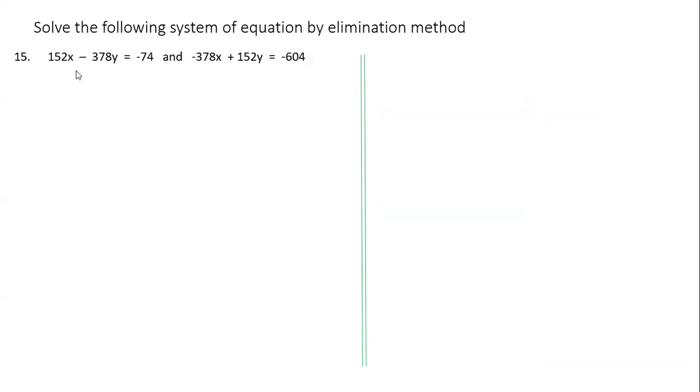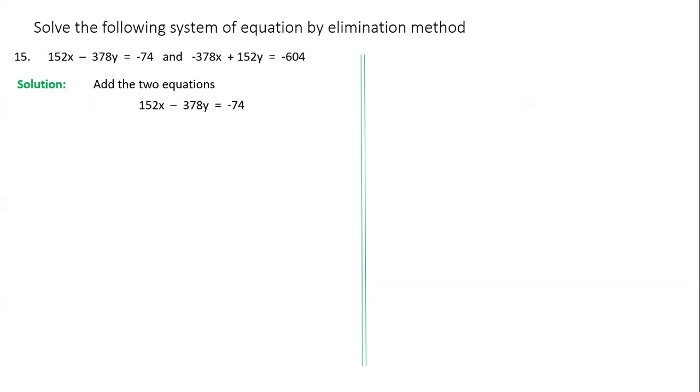15th question. Now see this. This is a typical question. 152x. Now here 152 it is with y. And 376y, here it is 378x. So the numbers are same, but the variables have changed. And such is the case, here the method is slightly different. What you have to do is add the two equations.